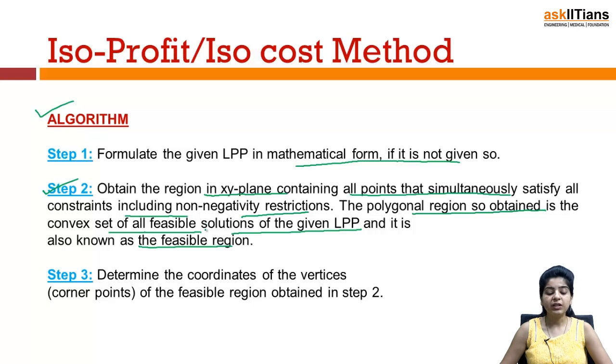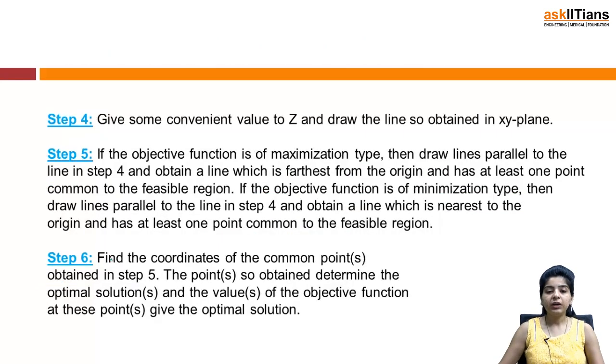Next is to determine the coordinates of the vertices of the feasible region. Again you have to figure out the corner points of the feasible region that you have obtained in the previous step. Then give some convenient value to z and draw the line so obtained in the xy plane.